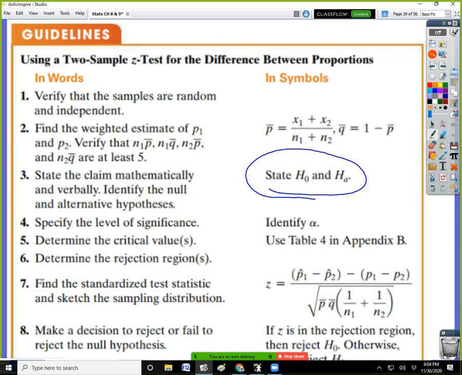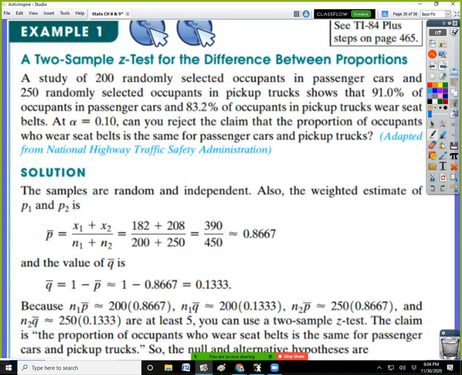Now identify your alpha. It's always given, right? It'll be like 0.01 or 0.05 or something like that. Determine the critical values. Use the table in Appendix B. Well, I don't have to do that, right? I can just use the inverse norm to determine my rejection region. Then finalize your statistic, see if you're in the region. Okay, here we go.